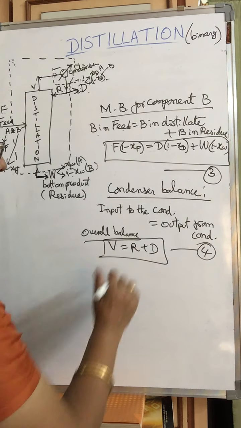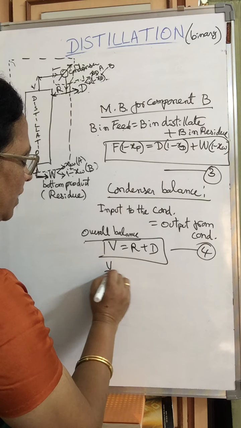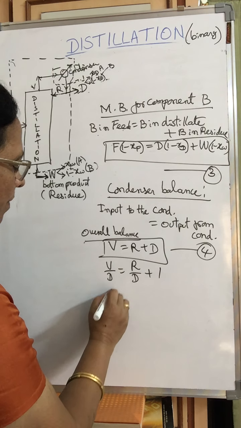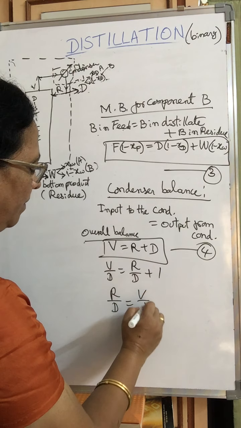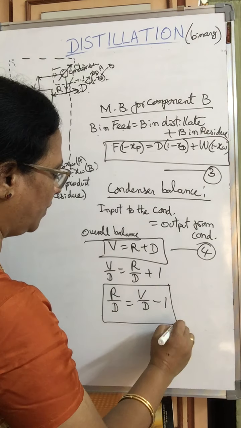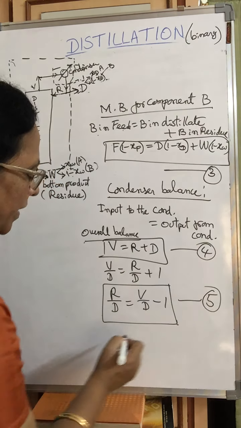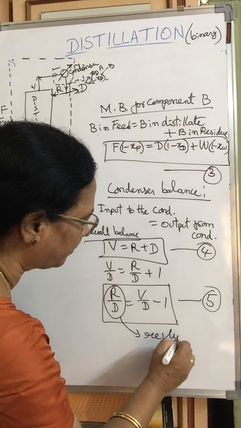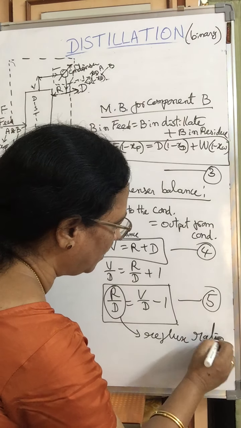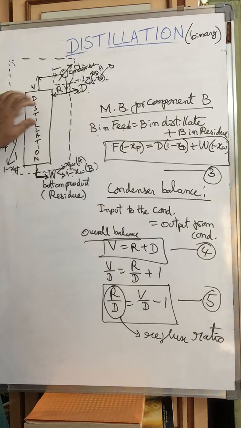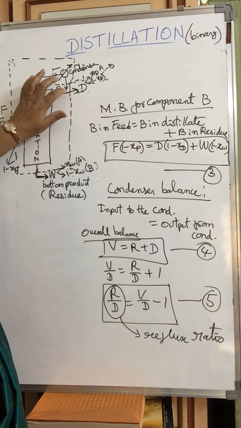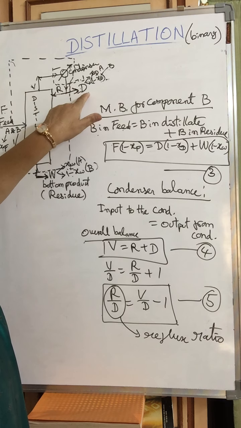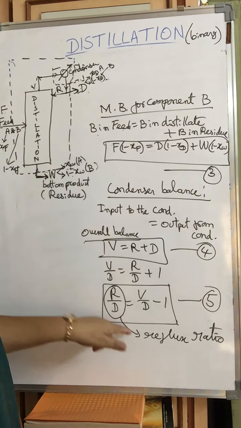This is another equation. And you divide throughout with D. V by D is equal to R by D plus 1. So R by D is equal to V by D minus 1. This is an important equation useful to find out the reflux ratio. This is called reflux ratio. So what is reflux ratio? How much R we are sending? How many kg of R we are sending per kg of product that is obtained? That is called reflux ratio.